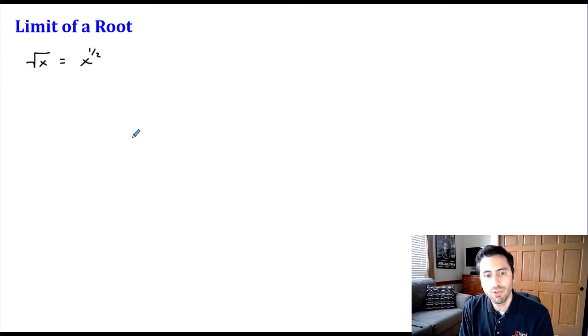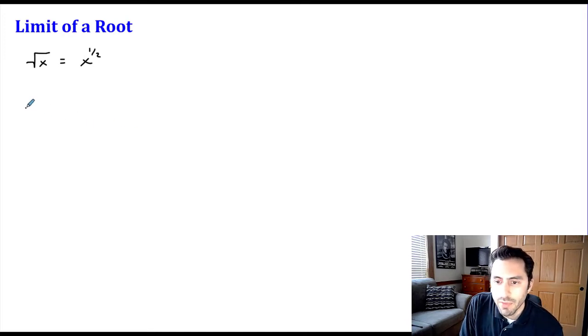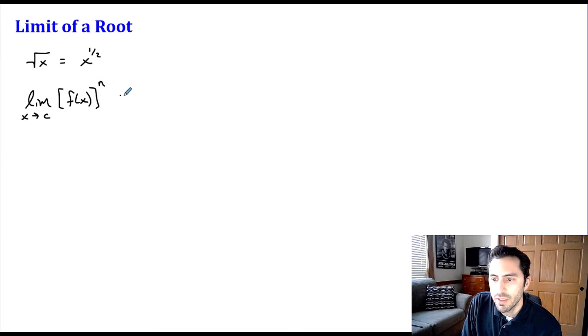Now because of this relationship, we can apply a property that we've already seen. We can apply the limit of a power. So we know that the limit as x approaches c of a function raised to an exponent, so if I have f of x raised to an exponent n, this is equivalent to the entire limit raised to that power. So I can write it like this.